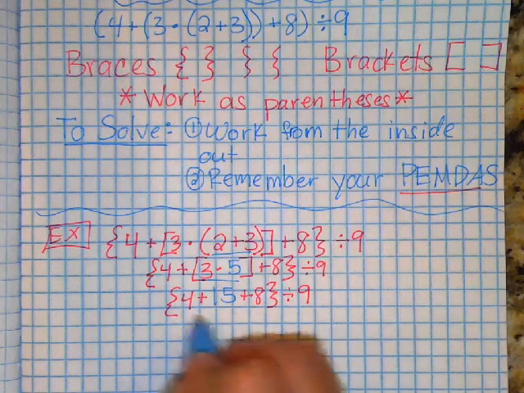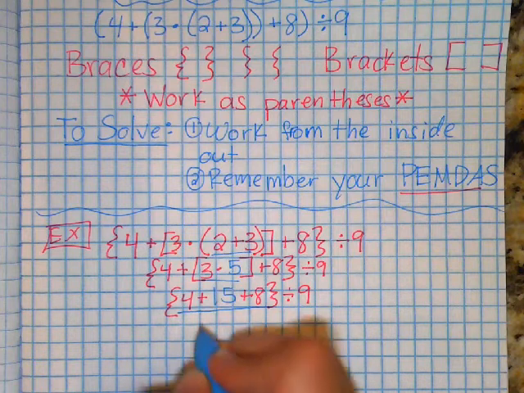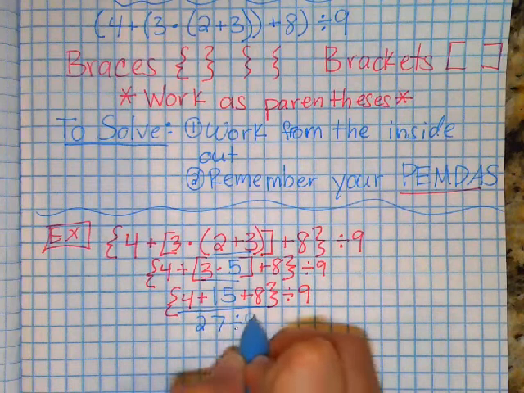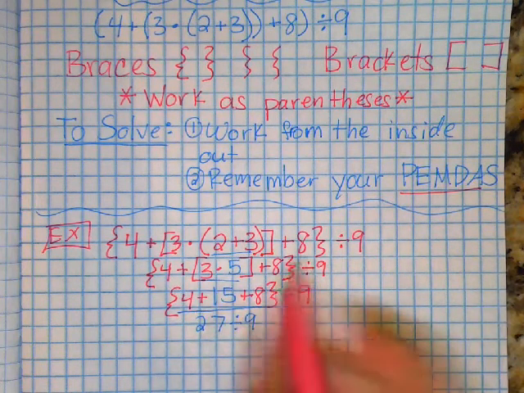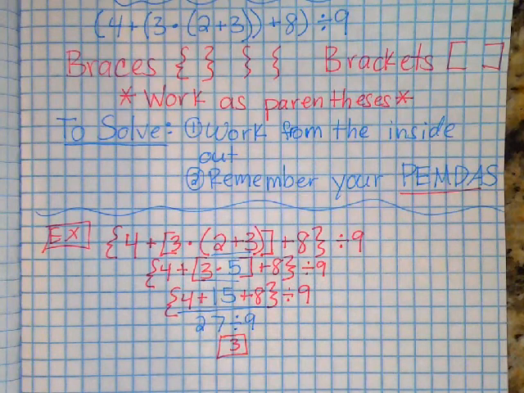All right, so now I have my braces that I have together. So I have 4 plus 15 plus 8. Well, 4 plus 15 is 19, plus 8 is 27. And then I'm going to bring my divided by 9. Then I have 27 divided by 9. That is 3. That is my final answer.